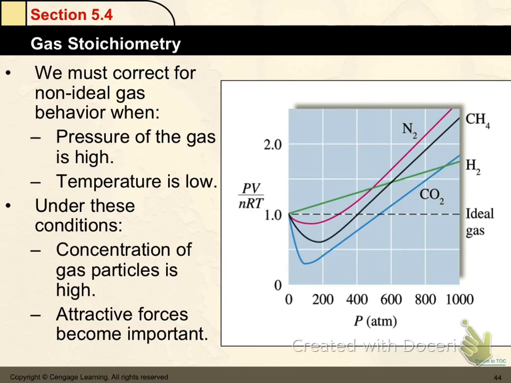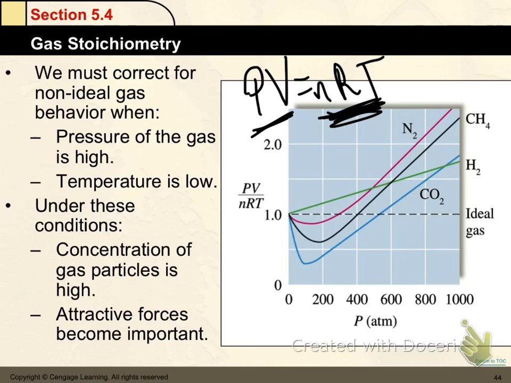That should equal 1 for an ideal gas, because the ideal gas law is PV = nRT. So this side should be the same as this side. If we go that side divided by that side, we should get 1 for ideal gases. And that's only the case down here, for very low pressures. See, pressure is 0 here, 0 atmospheres.